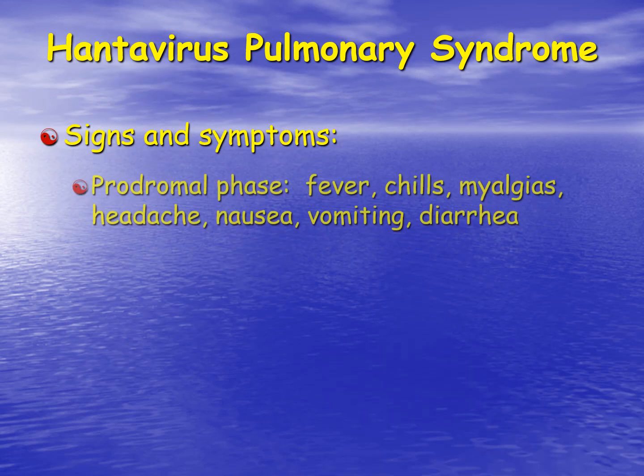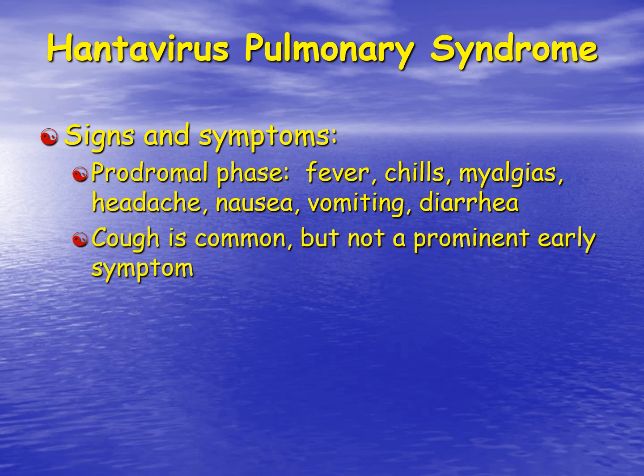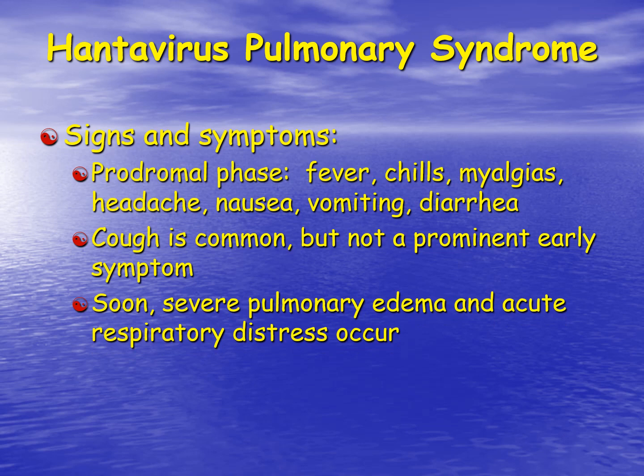The signs and symptoms, the prodromal phase is often fevers, chills, myalgias, headache, nausea, vomiting, diarrhea. Again, kind of those, we don't really know what might be causing this signs. Cough is common, but not predominant in the early stages. However, within a very short period of time, and I'm talking 6 to 24 hours, severe pulmonary edema and acute respiratory distress will occur.